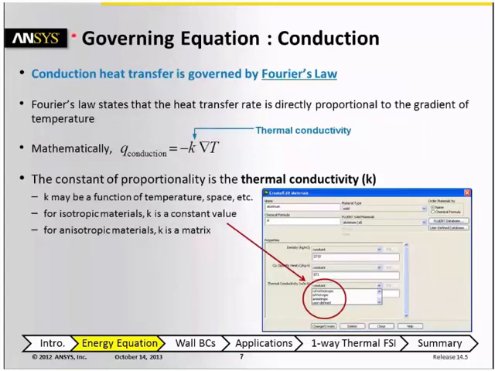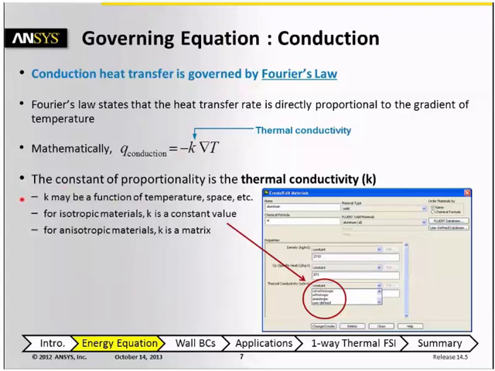The first term on the right-hand side of the energy equation that we saw a couple of slides ago is the conduction term. Conduction heat transfer is governed by Fourier's law, and this law says that the heat transfer rate is directly proportional to the gradient of the temperature. So in other words, the conductive heat flux is proportional to the temperature gradient through the thermal conductivity of the material.